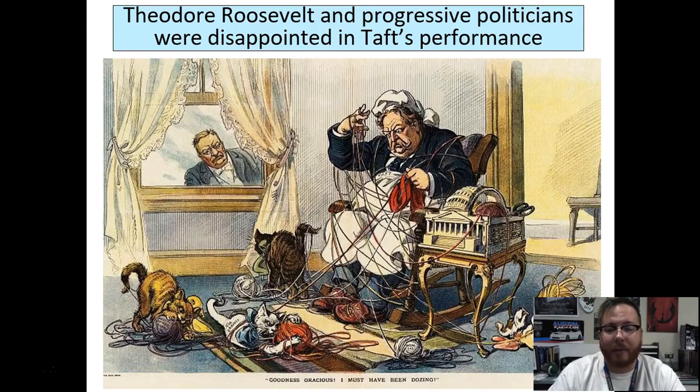You can see here this is a pro-Roosevelt cartoon that shows Taft as, I don't know, a maid, a grandma? I don't know. So it's Taft as an old person knitting, and then a bunch of cats that are labeled things like the cabinet for the presidency, the House of Representatives, that are taking apart all of his yarn.